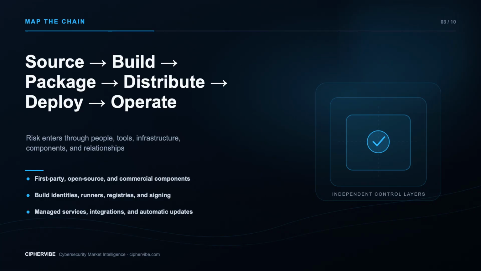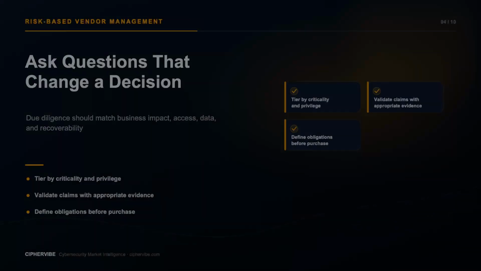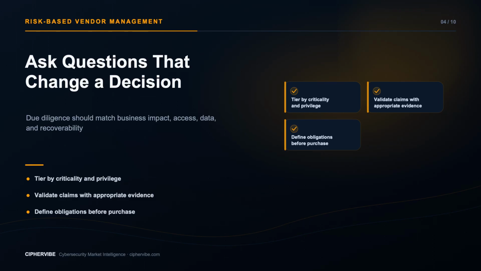Start with data flow and privilege. What can the software access? How broadly is it deployed? Does it update automatically? Which business service depends on it? How quickly can you identify, isolate, replace, or recover it? A questionnaire is not a control unless its answer changes selection, design, contract, monitoring, or acceptance.